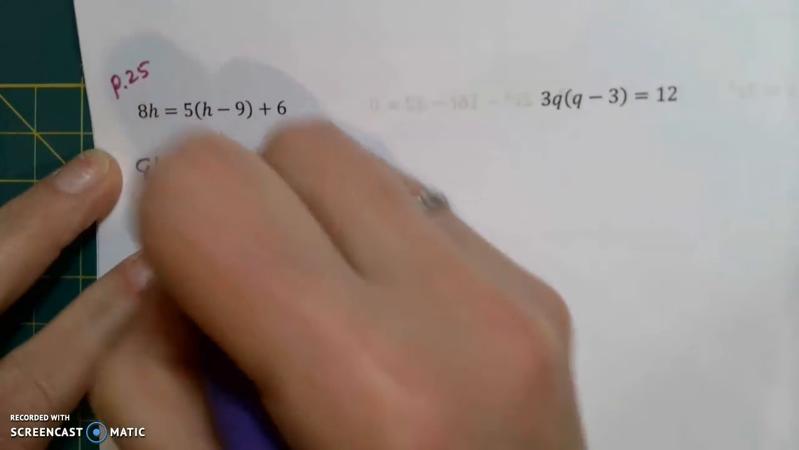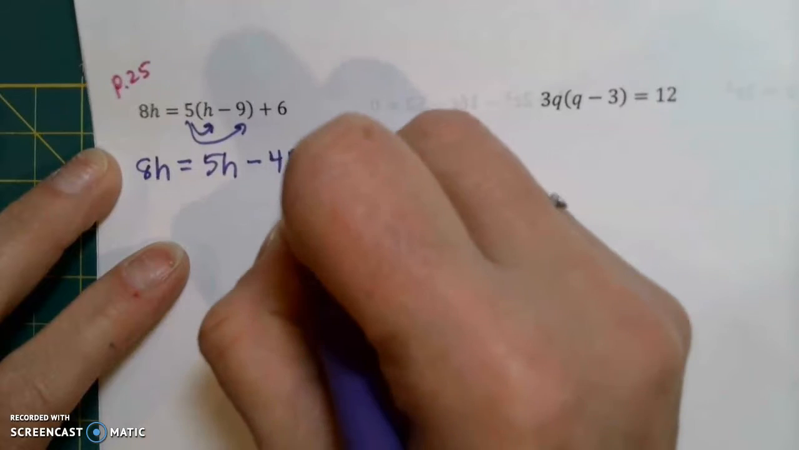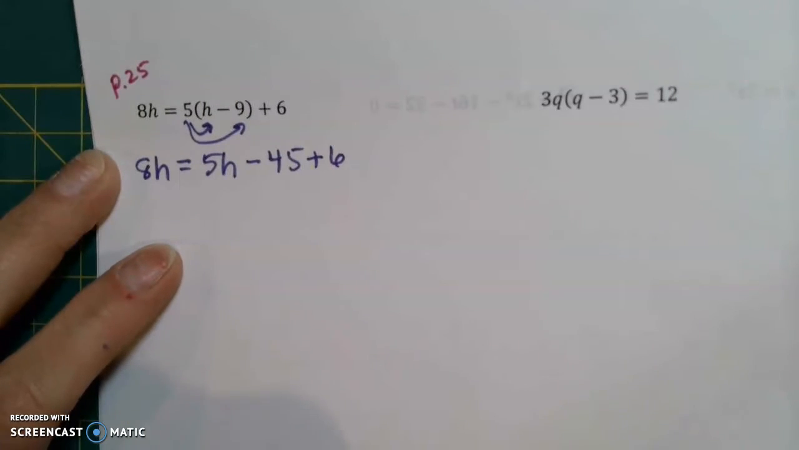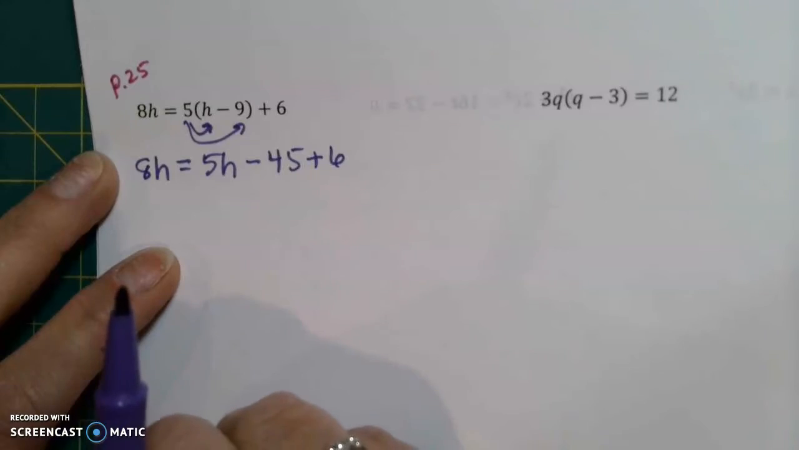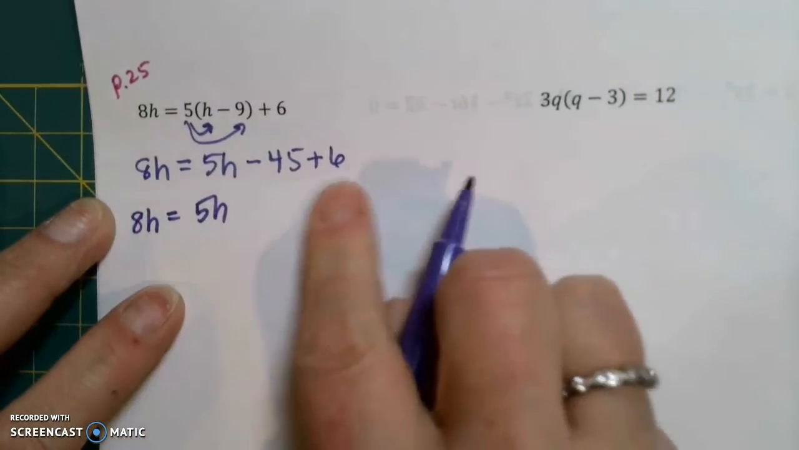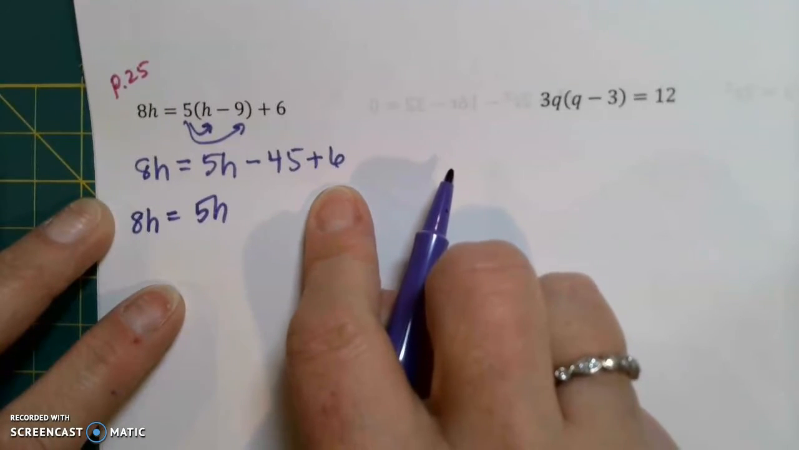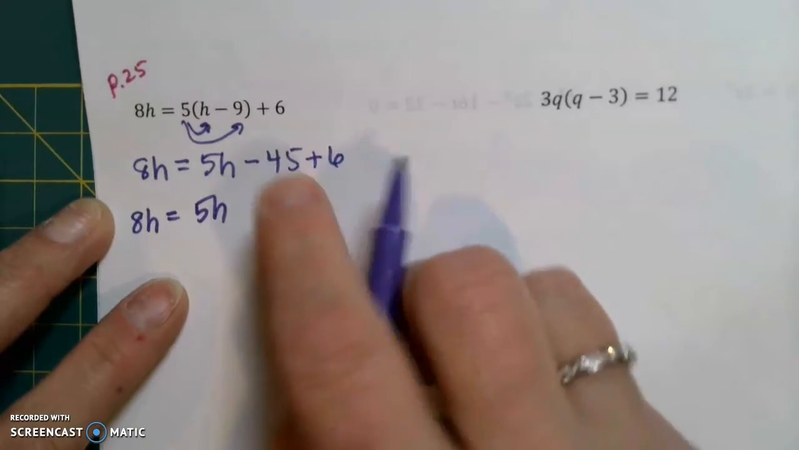So here we have 8h, and then we're going to distribute that 5. So we'll have 5h minus 45 plus 6. And then we're going to want to get everything on one side. Here it just depends on how much you would prefer to have a positive coefficient on h. Let me collect up my like terms here. So this will be negative 45 plus positive 6. Okay, so that is going to be negative 39.